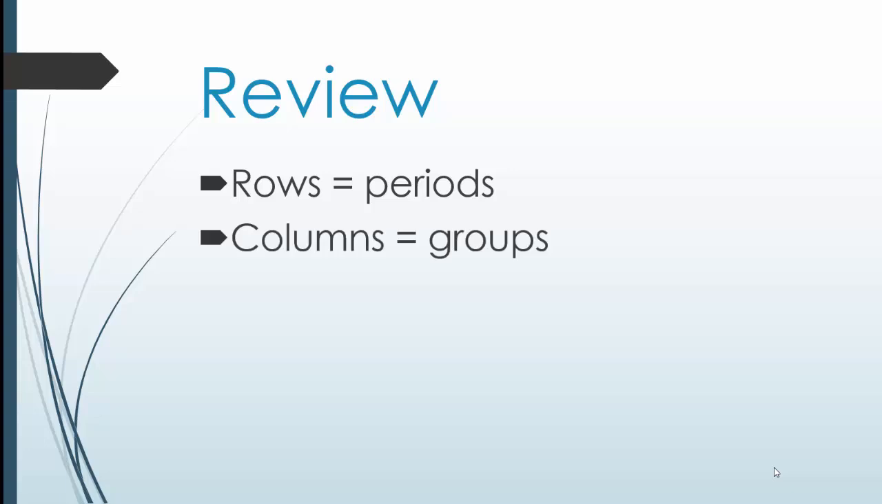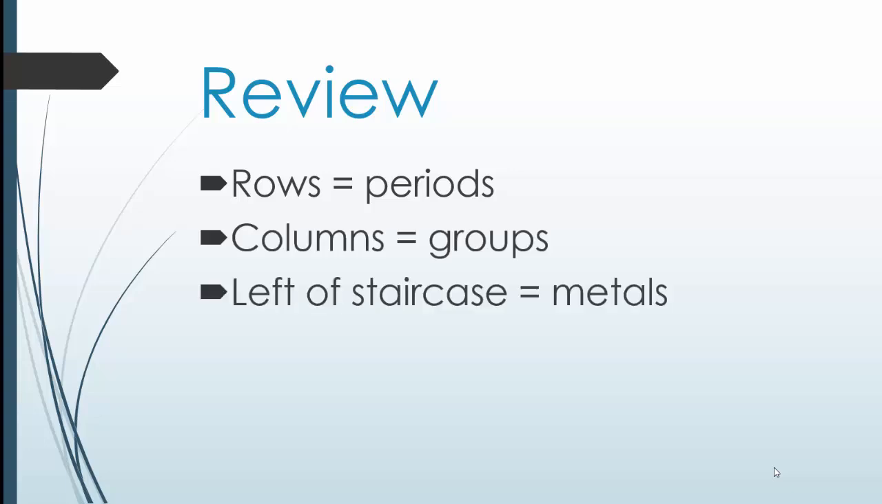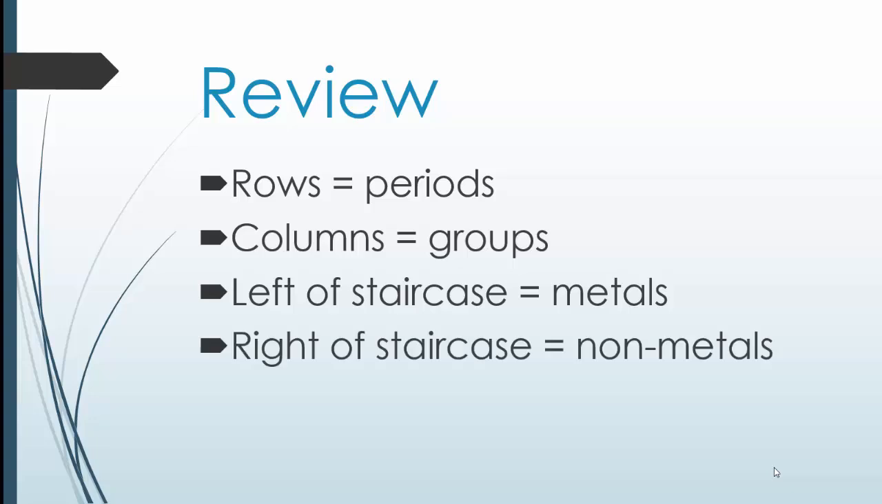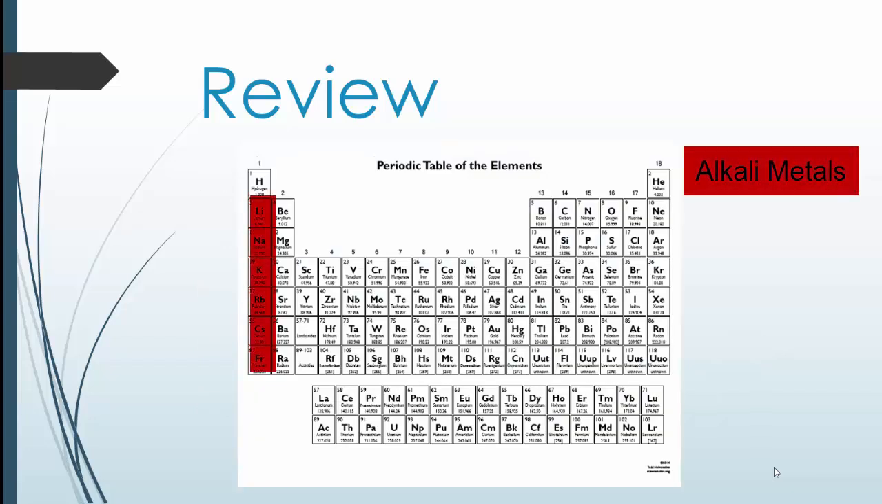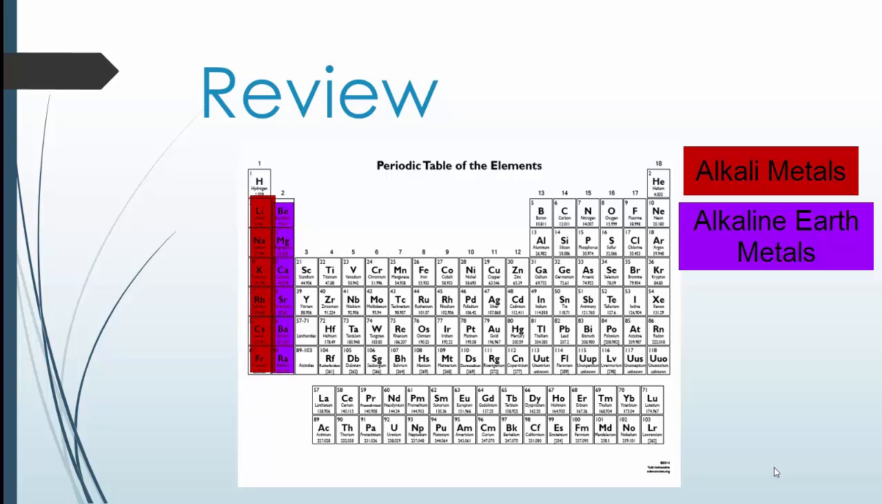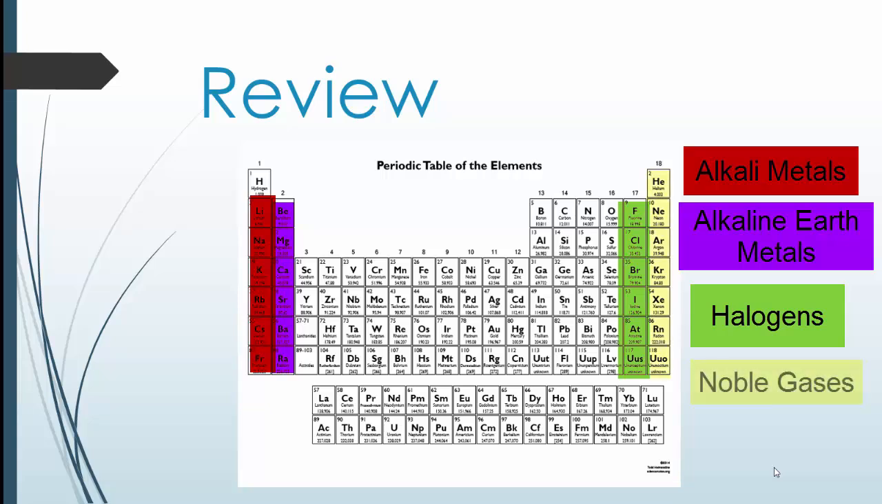So to review, rows are called periods on the periodic table. Columns are groups. To the left of the staircase, we have the metals. To the right of the staircase, we have nonmetals. And on the staircase, we have the metalloids. The first tall column are the alkali metals. The second tall column are the alkaline earth metals. The second to last tall column are the halogens. The last tall column are the noble gases.